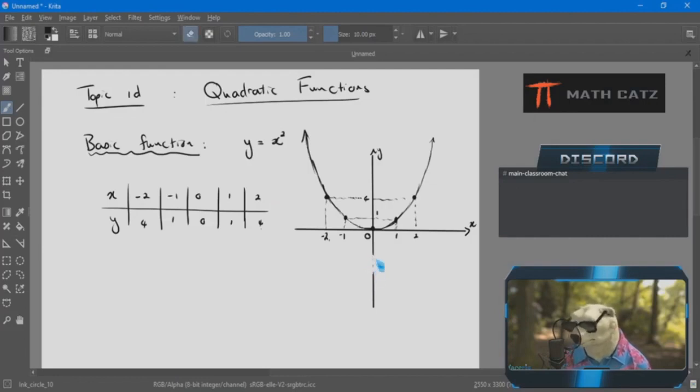Let me just make some space here. I don't need the y-axis to be that long at the bottom. Okay.